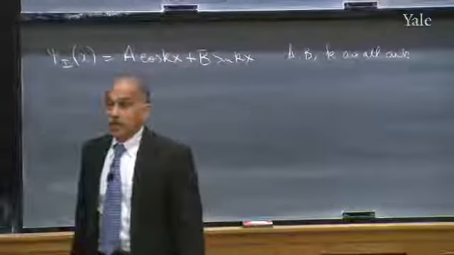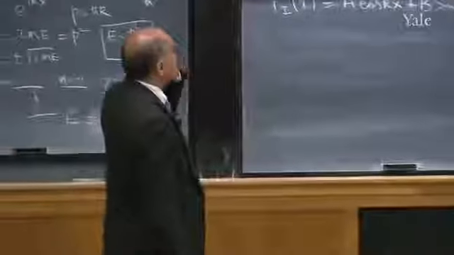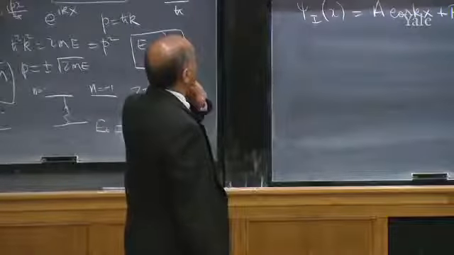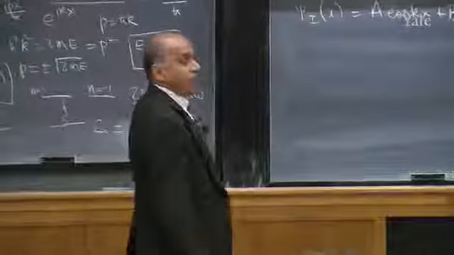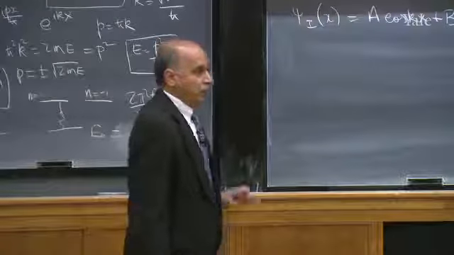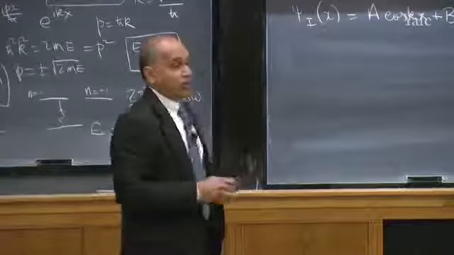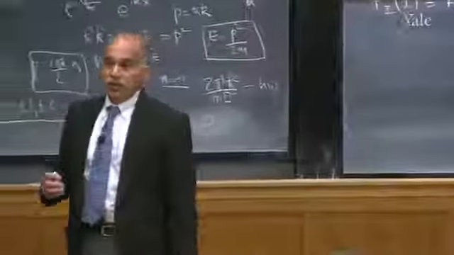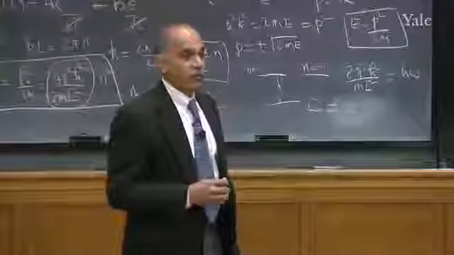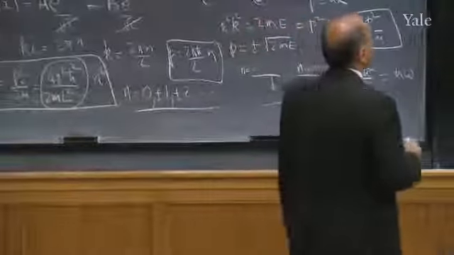That means it can have any k. But the energy is h bar squared k squared over 2m, so it can have any energy. But we're not done yet, because we only looked at region 1. I have to look at region 2 and at region 3, then you will find out what happens. So let's go to region 2.